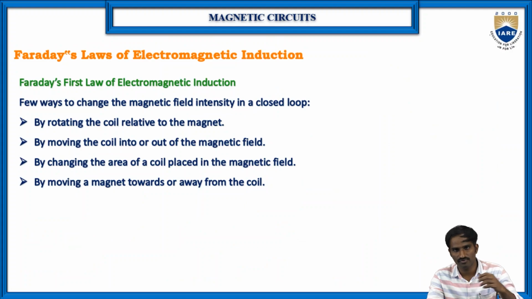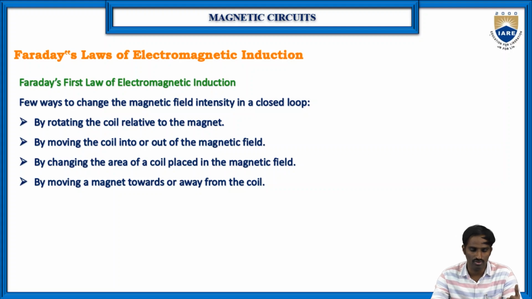So from these various figures we can conclude that an EMF is induced in the coil according to Faraday's law of electromagnetic induction. Here are a few points we can observe, which are a few ways to change the magnetic field intensity in a closed path. Only if you are able to change the magnetic field intensity will we get an EMF induced in that coil. The first one is by rotating the coil relative to the magnet, which means the magnet is stationary and the coil is rotating. In that case also an EMF is induced in that coil, right?